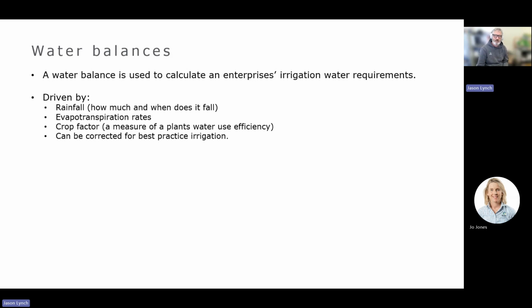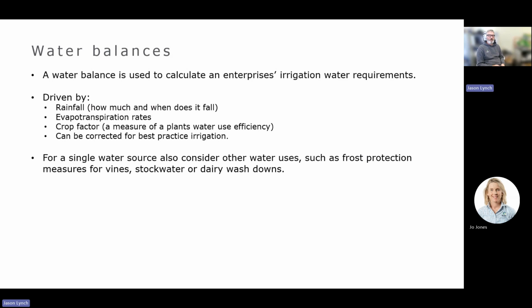And then the last thing is, water balances can be corrected for best practice irrigation. That might relate to how frequently we are able to run the centre pivot, and what the setup is in terms of the nozzles. If we do a really good job, we'll be able to get the best out of the plant. Perhaps if we're not, due to infrastructure limitations, then these need to be moderated a bit.